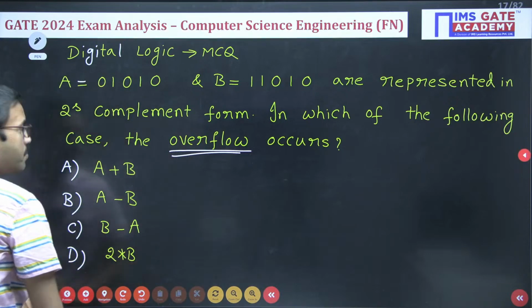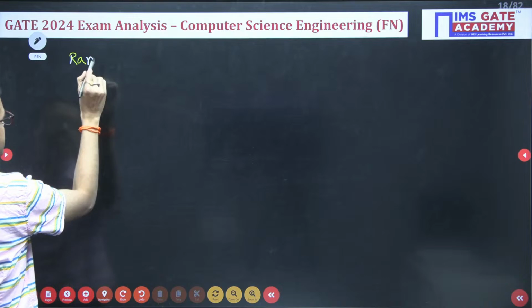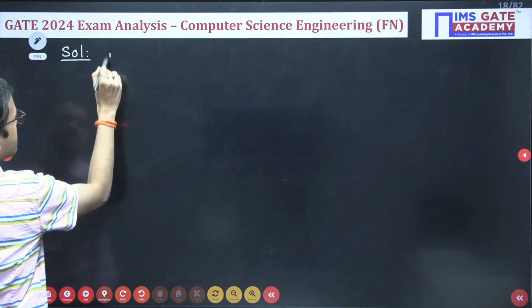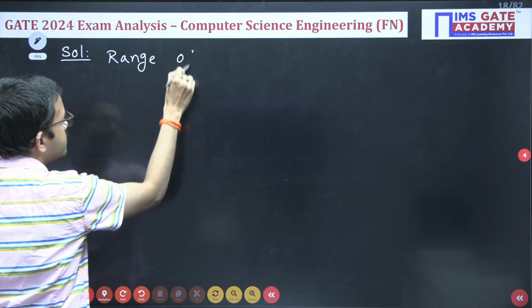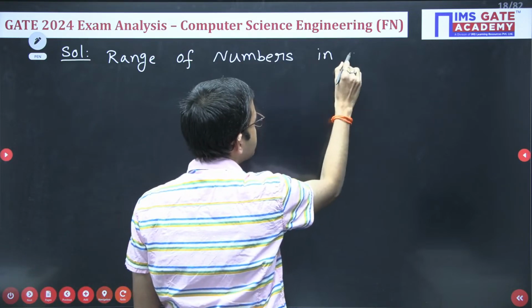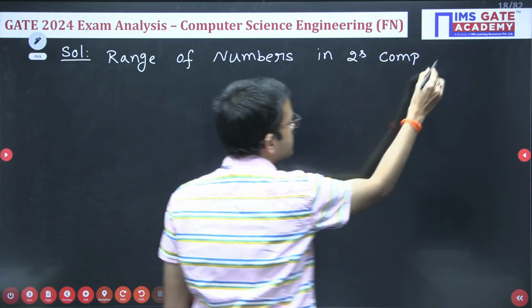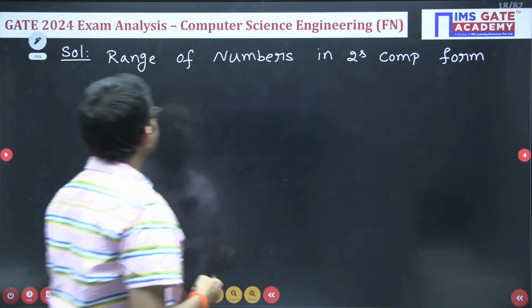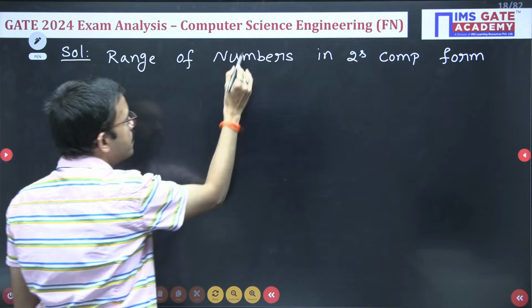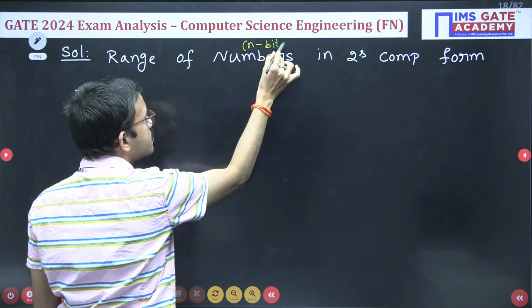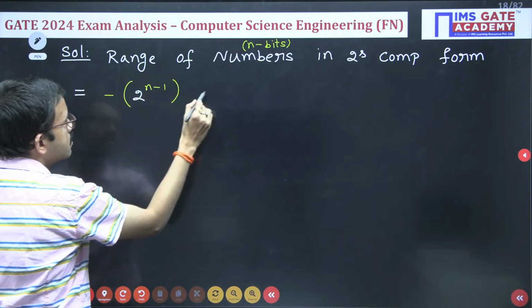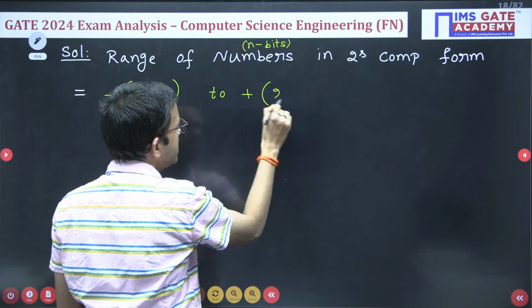So first of all I am considering the range of numbers in 2's complement form. If you have n bits, the range of numbers in 2's complement form will be minus 2 power n minus 1 to plus 2 power n minus 1 minus 1.